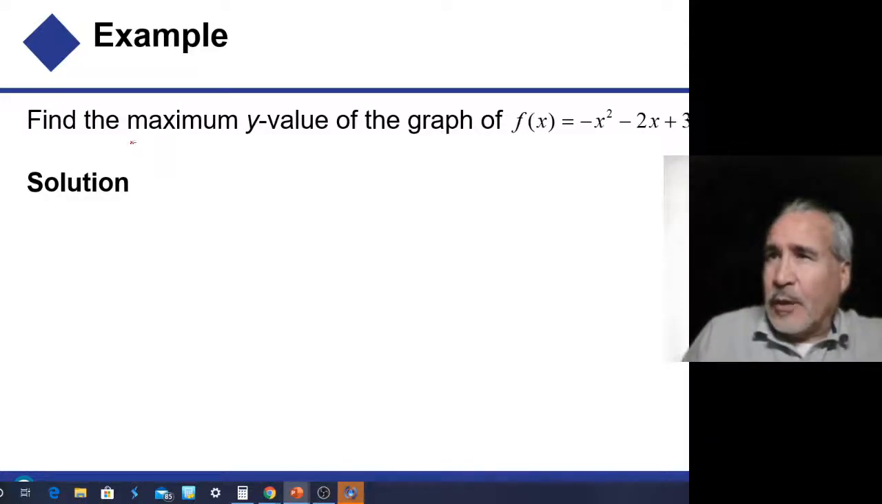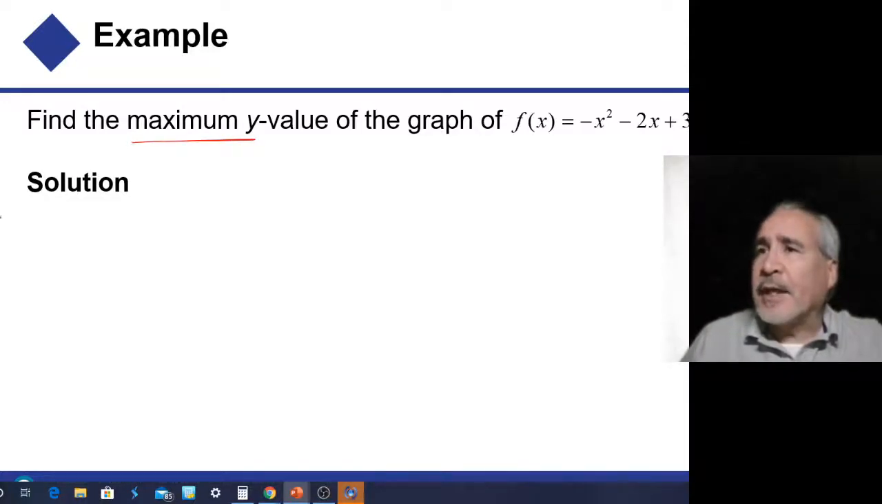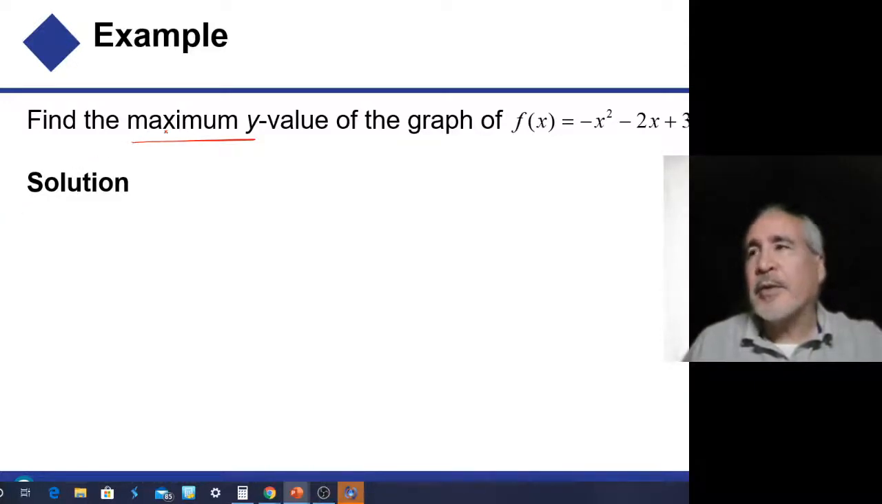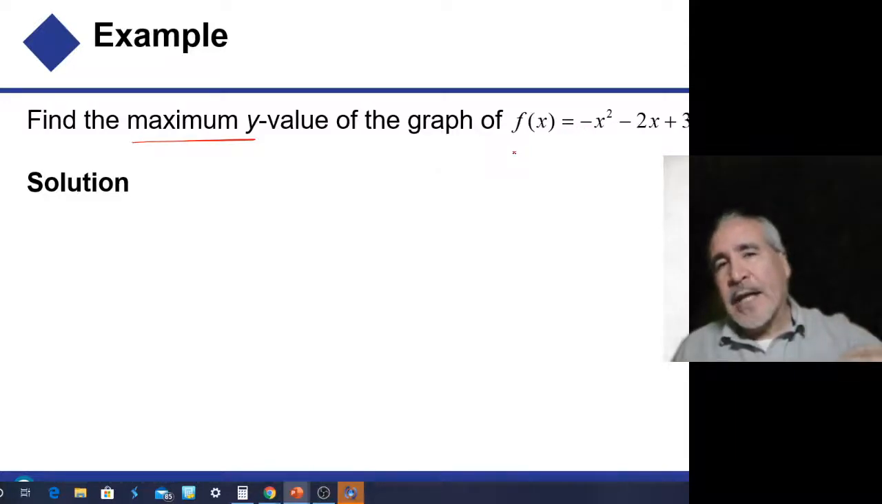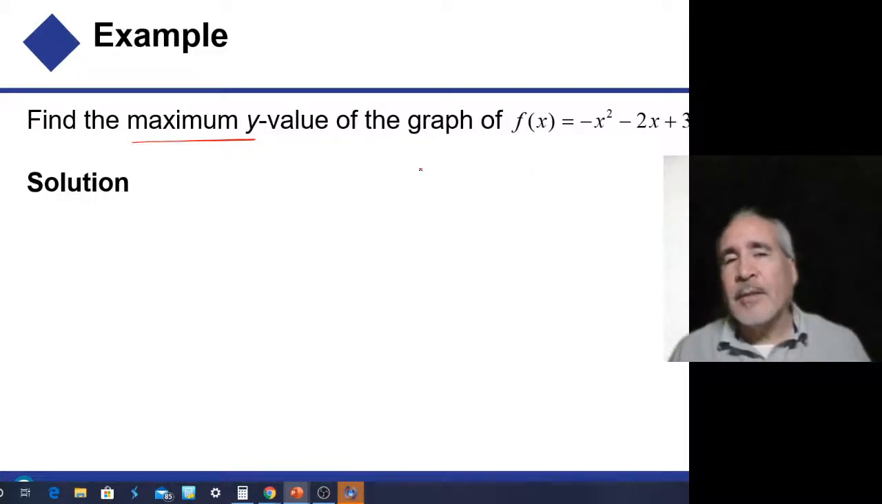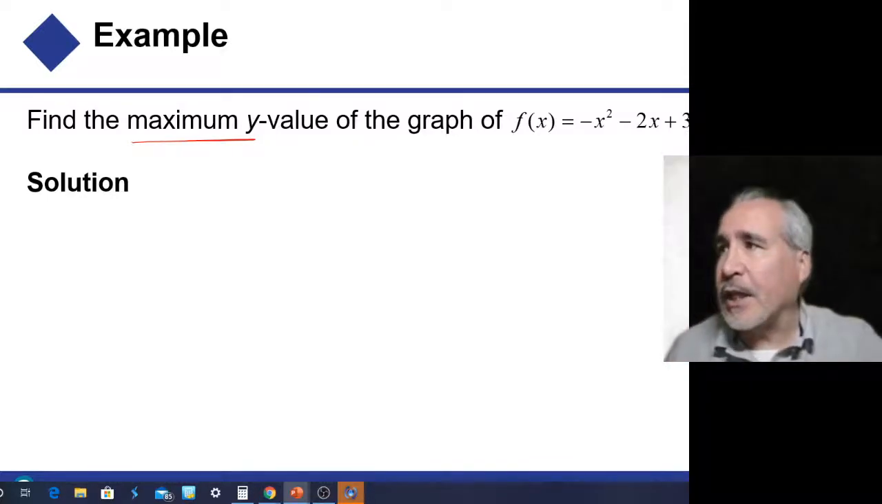Another sort of different question coming out of left field, right? What's a maximum value? Well, just remember a vertex is either a minimum or a maximum. Since this has a negative in front, it's going to open downwards. So we've got a mountain. It's going to have a maximum point. And what is the maximum point? It's the vertex. And specifically, it's the y-coordinate of the vertex.